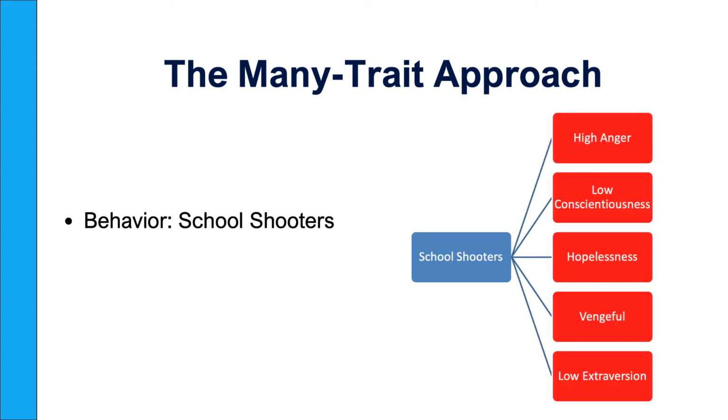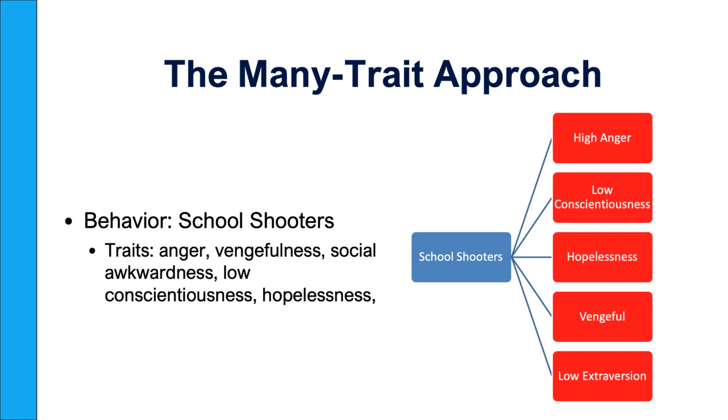I mentioned school shooters before. There have been several lines of research designed to identify who might be most likely to commit a school shooting. And one of the ways they've done this is using the mini-trait approach. And what they've identified is that school shooters tend to have high levels of anger, low levels of conscientiousness, high levels of hopelessness, vengefulness, and then low levels of extroversion. These are the personality characteristics that are correlated with individuals who are identified as school shooters.